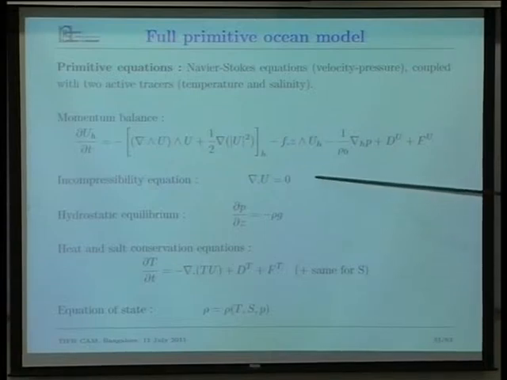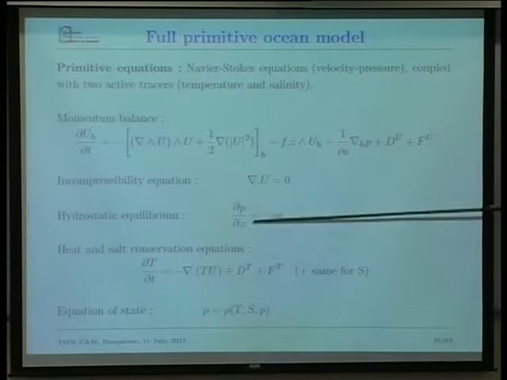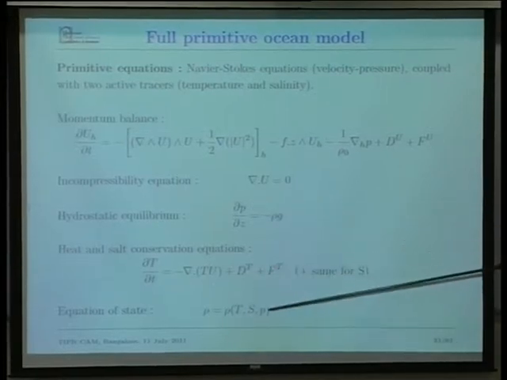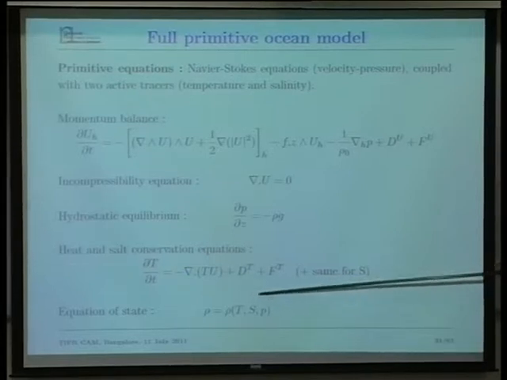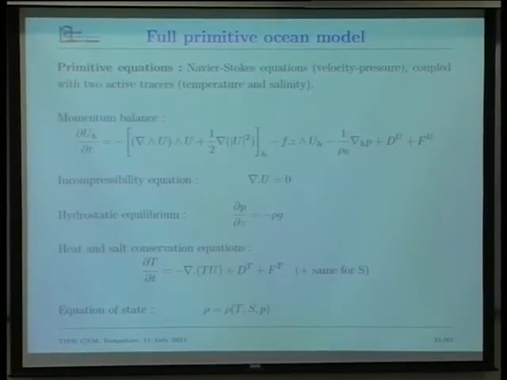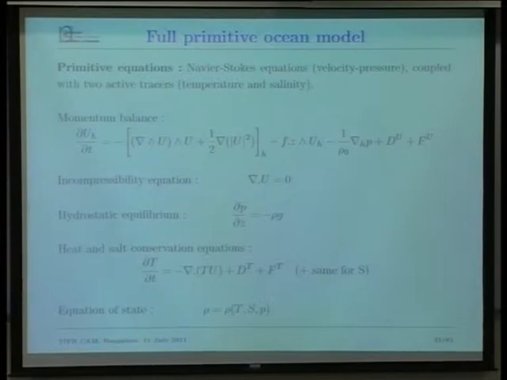So we assume that the fluid is incompressible, and you need the hydrostatic equilibrium to link the density with the pressure, the vertical pressure gradient. And you need one more equation to close the system. So it's an ad hoc equation on the density. It could be the constant function, or you can assume that it's constant on each layer or whatever.